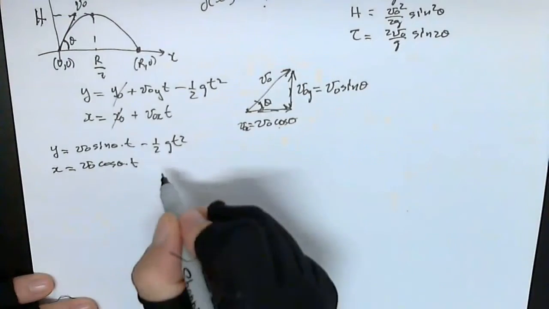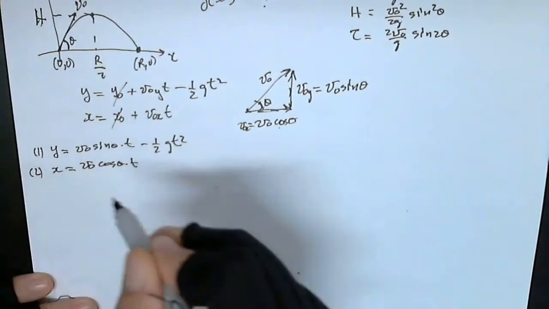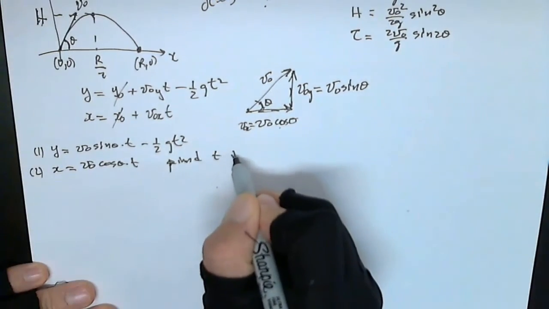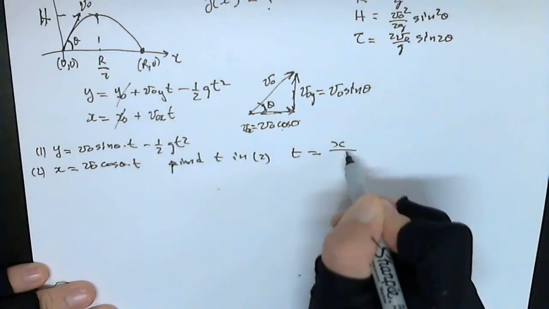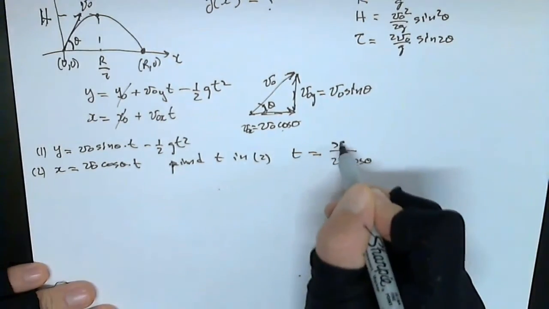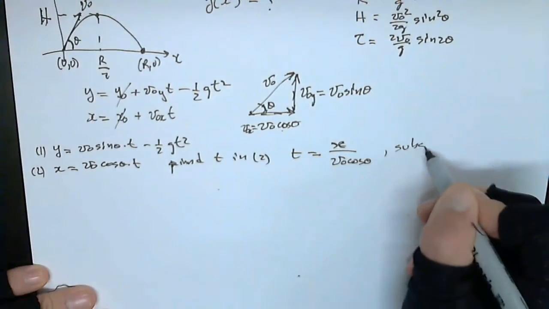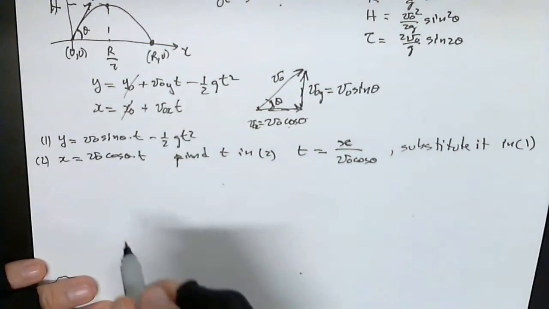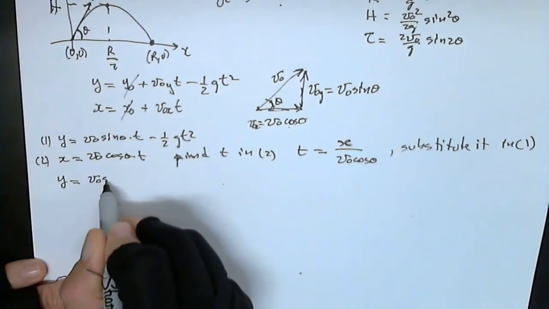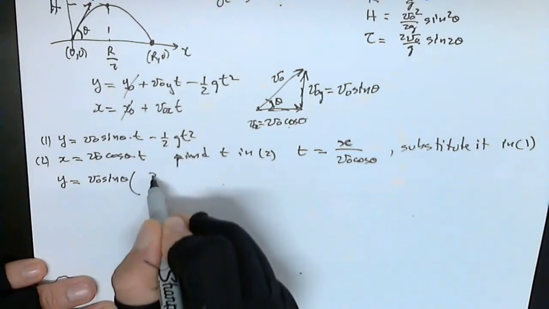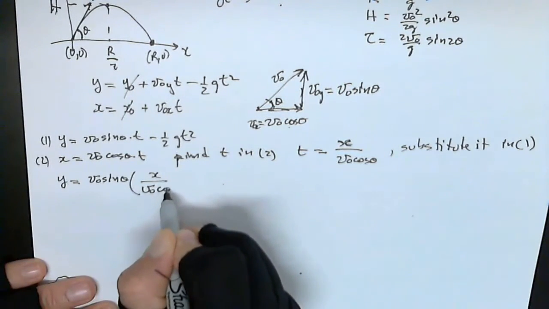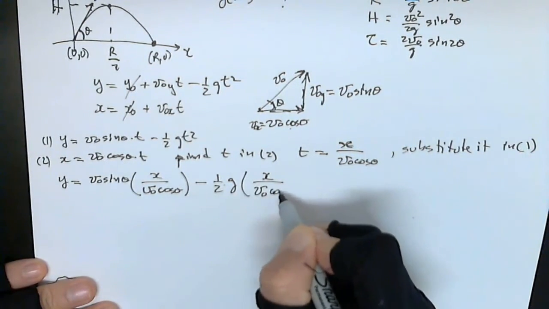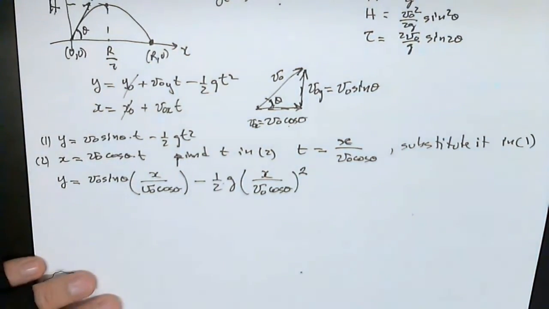and now we take equations 1 and 2. Find t in 2, so t is x over v naught cosine of the angle, and substitute it in 1, so we get y equals v naught sine of the angle times x over v naught cosine of the angle, whole square.